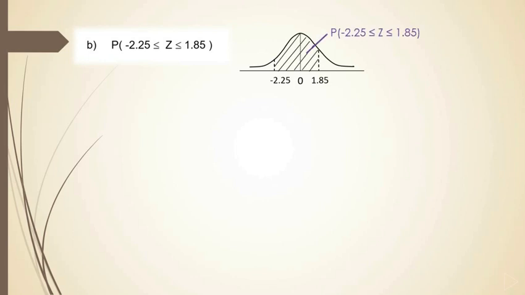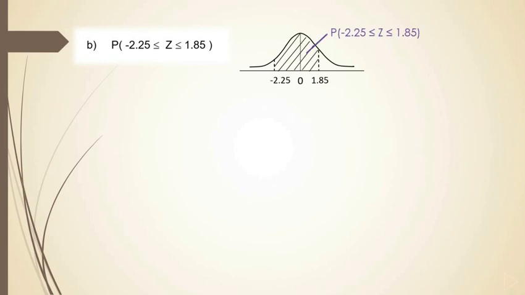Next, part B. We want to find the probability that Z is between negative 2.25 and positive 1.85. Let's sketch the diagram representing this probability. Negative 2.25 is on the left of 0 and positive 1.85 is on the right of 0. The area involved is the area between these two values.